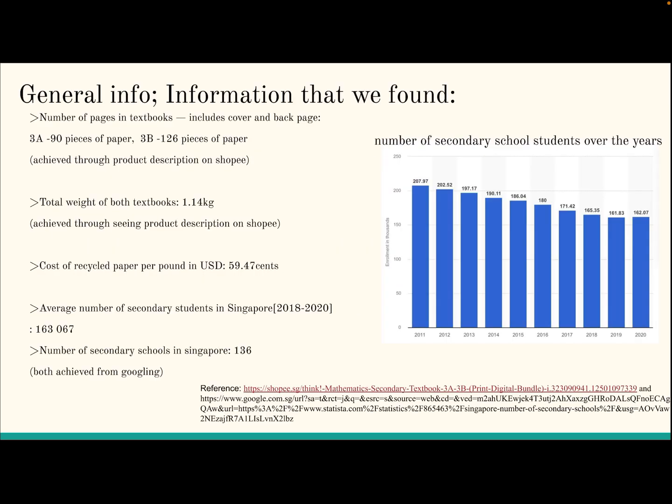To produce the amount needed, for the information that we found, textbook 3A has 90 pieces of paper, including the cover page and back page, and 3B has 126 pieces of paper, also including the cover and back page. The total weight of both textbooks is 1.14 kg, and the cost of recycled paper per pound in USD is 59.47 cents. The average number of secondary school students in Singapore through the years 2018 to 2020 is 163067. The number of secondary schools in Singapore is 136.